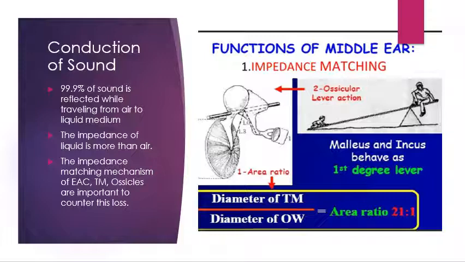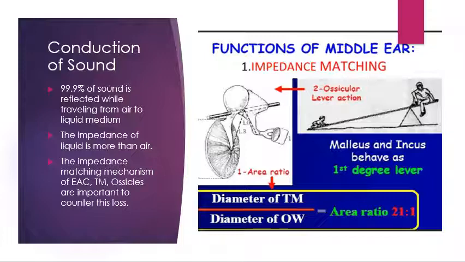Again, if you compare the length of the handle of the malleus and that of the long process of the incus, it is around 1.3:1, and this also gives you a lever action, and this also magnifies the sound. If you compare the area of the tympanic membrane to the area of the oval window, it is known as the area ratio. It comes to around 21:1, and the ossicular lever action is 1.3:1. So this gives the magnification of the sound.